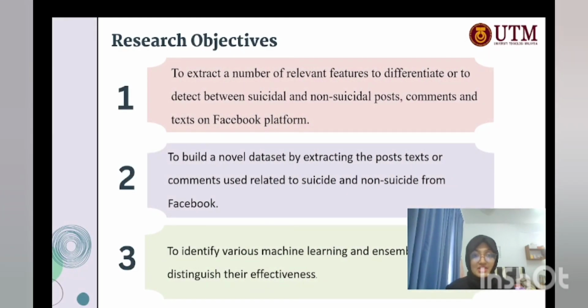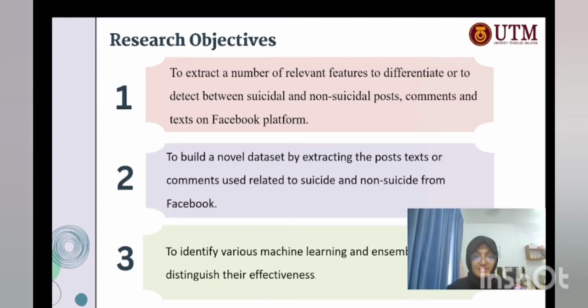These are the research objectives. First of all, to extract a number of relevant features to detect between suicidal and non-suicidal posts, comments, and texts on Facebook platform. Secondly, to build a novel dataset by extracting the posts, texts or comments related to suicide and non-suicide from Facebook. Thirdly, to identify various machine learning and ensemble methods to distinguish their effectiveness.